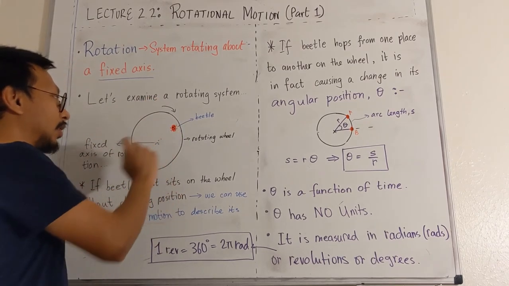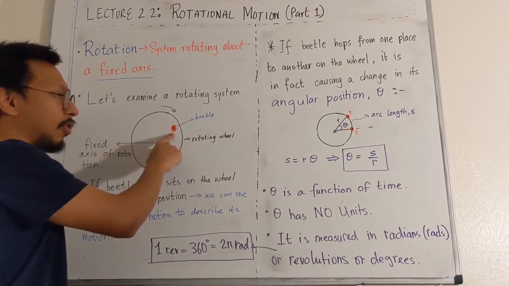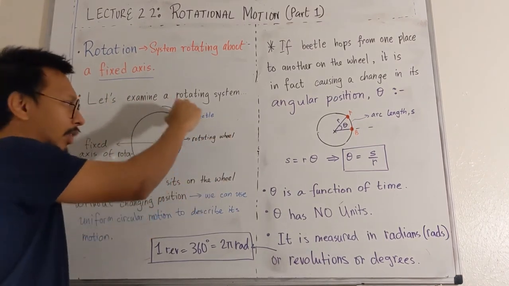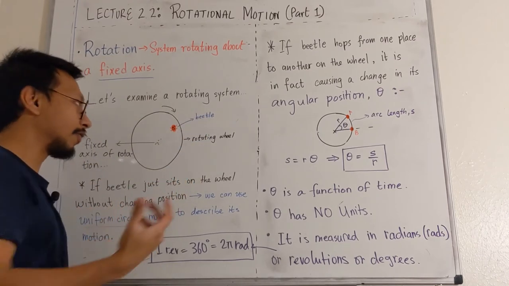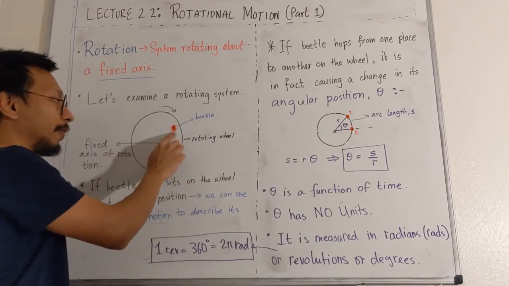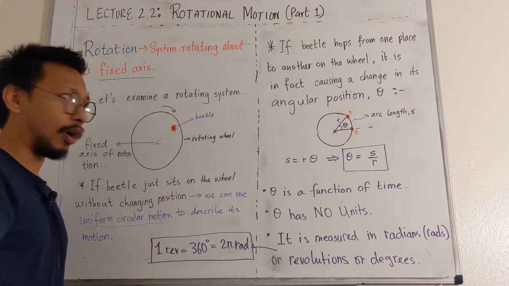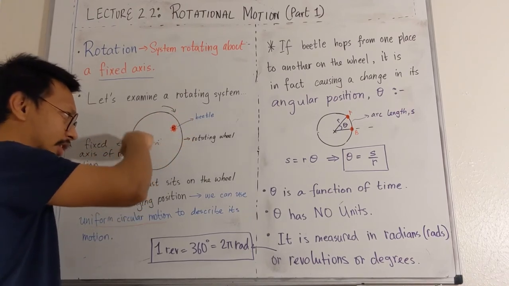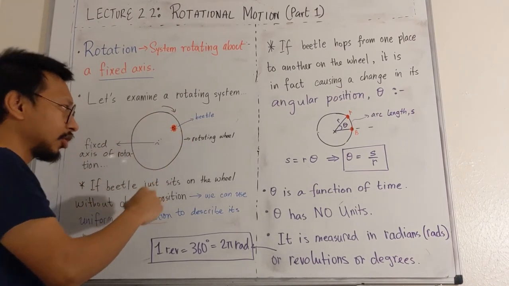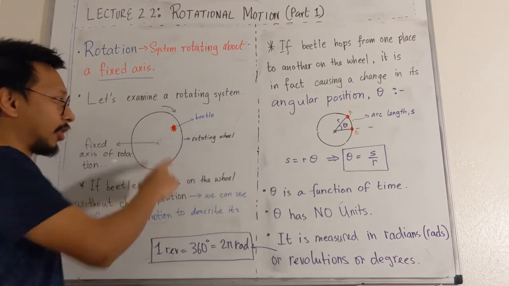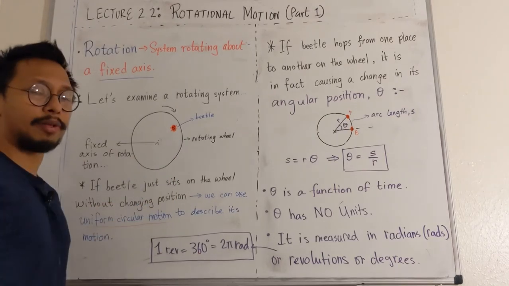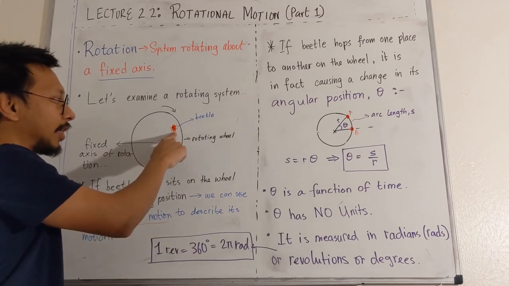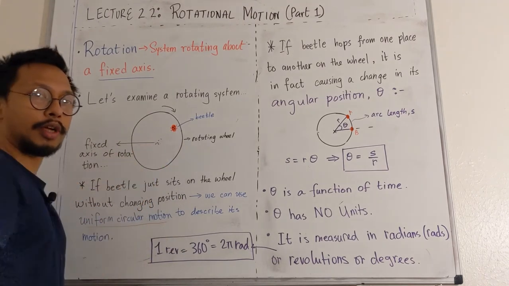It is not only one single object which is creating a circular path. Also, now let's examine the beetle. If the beetle sits on here and does nothing, it is just sitting there while the wheel rotates, you can model it as a uniform circular motion. You can model the motion of the beetle as a uniform circular motion. Why? Because its motion is creating a circle around a center. So we can describe the beetle's motion by using all of the variables that we have seen for uniform circular motion.